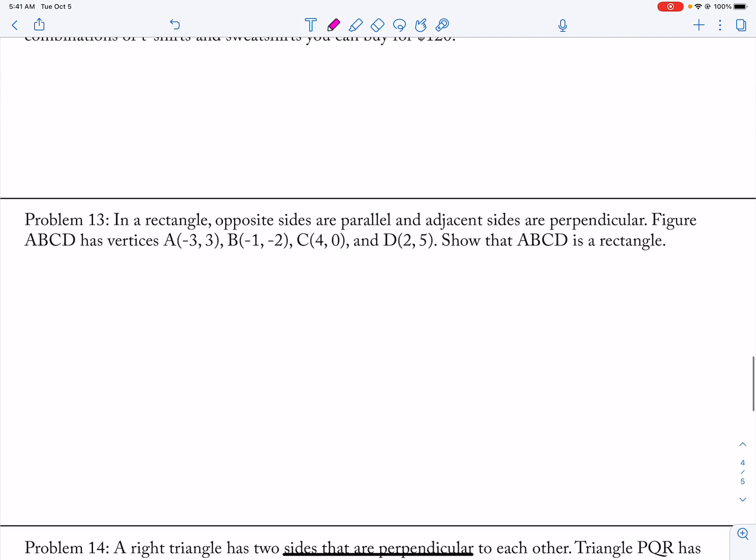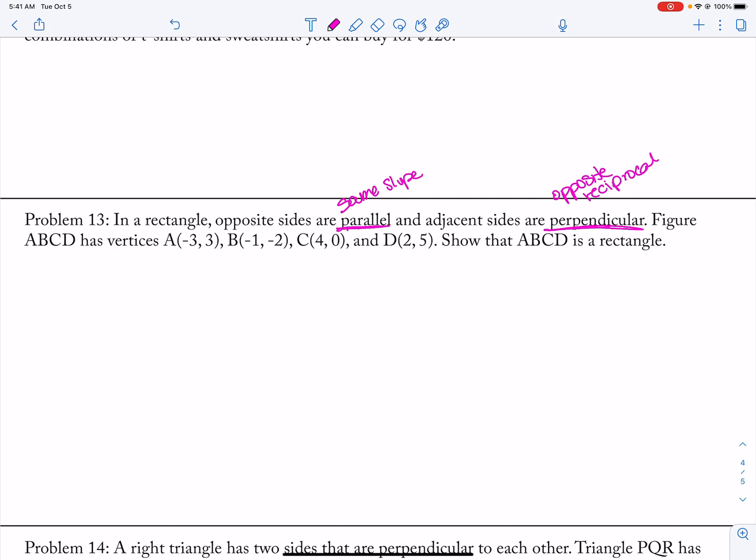Okay, just looking to see what's left. Okay, yeah. So when I look at 13, what you're looking at is showing that it's a rectangle. Essentially what you're trying to do is show that opposite sides are parallel, meaning they have the same slope, and then adjacent sides are perpendicular, which means that they have opposite reciprocal slopes. I think I totally spelled reciprocal wrong. We'll just roll with it.